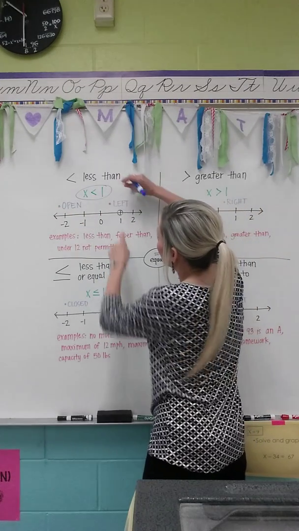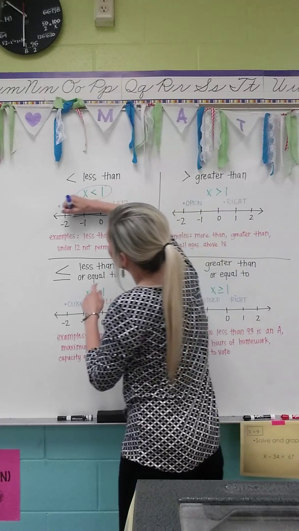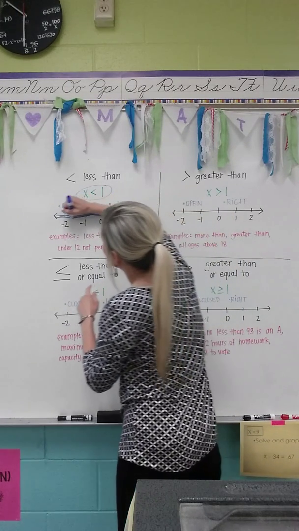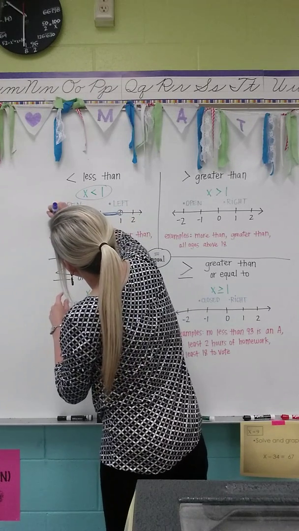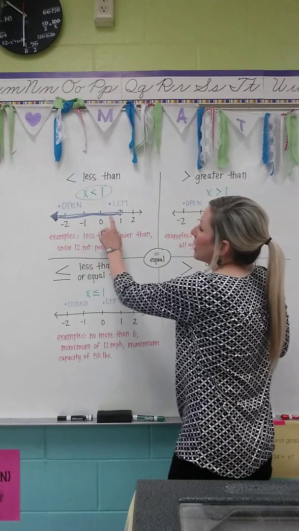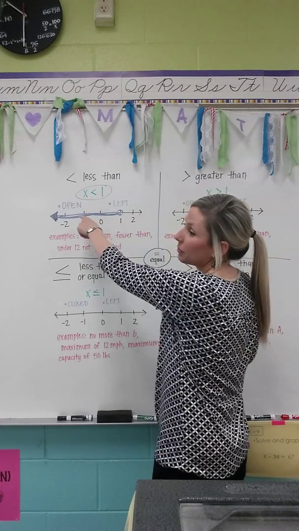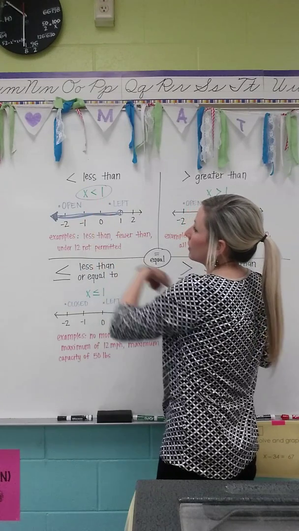So that means I'm going to have an open circle on the number 1, and all of this behind the number 1 is going to be shaded. I'm also going to thicken up this arrow at the end of the number line. So that tells me I can put any of these numbers in here in place of x, and it's going to be true. Those numbers are still going to be less than 1.